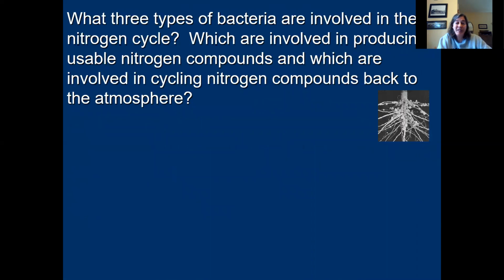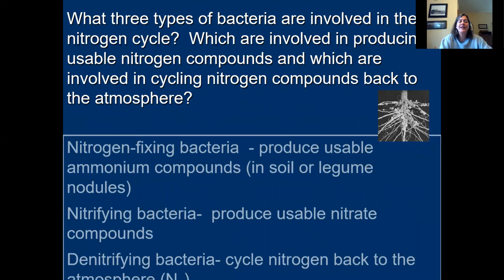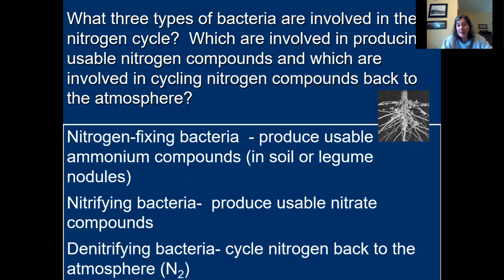And then what are the 3 types of bacteria? So I was hammering the bacteria thing, but there are 3 different types going on. The nitrogen fixing bacteria pull it out of the atmosphere. The nitrifying bacteria change it into nitrate compounds, which is the way that a lot of plants like to use it. And then the denitrifying bacteria complete the cycle and put that nitrogen back in the atmosphere. So 3 different kinds of bacteria go on with the nitrogen cycle.